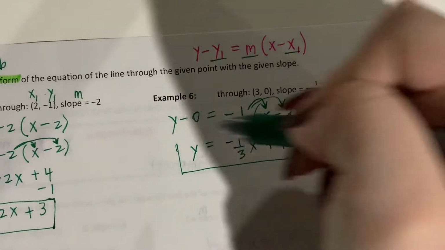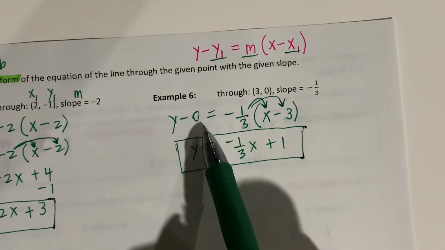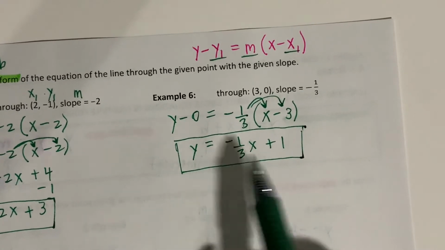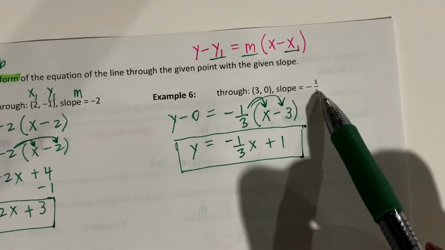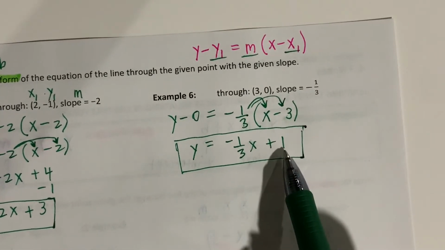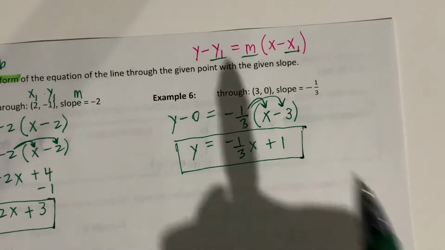So on this one, we actually had one last step to do because we had nothing here. It was just y minus 0. So that just simplifies to y. So our slope was negative 1/3, and you can double check. Yes, we got negative 1/3. And my y-intercept, my b, or where my line will cross the y-axis, is at 1.